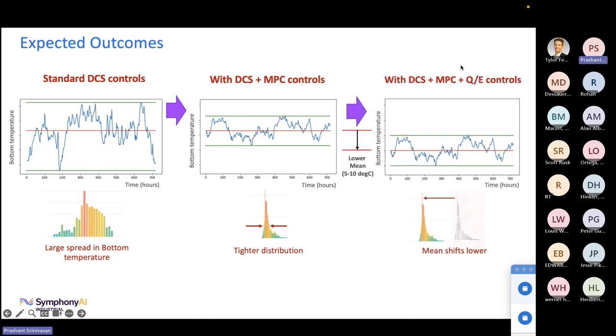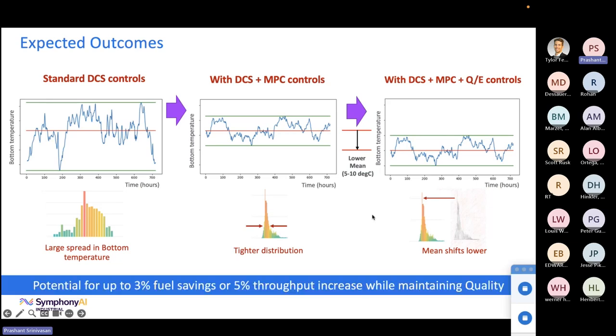And then using that top level real-time optimization or supervisory module, you can adjust your set points at the higher level to reduce your energy consumption, right? So with MPC, you can tighten the distribution of your bottom temperatures. And then with the supervisory control, you can shift the mean so that you operate at lower mean temperatures, or you can adjust your set points so that you achieve your targets. And there is a potential for up to 3% fuel savings or 5% throughput increase while maintaining the quality, as we have seen in several trials.